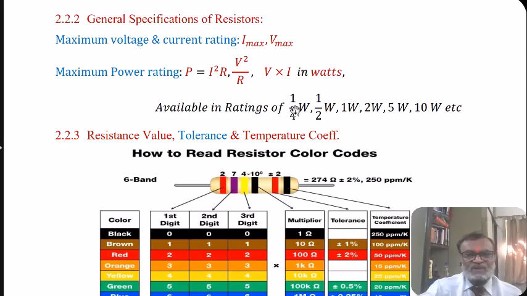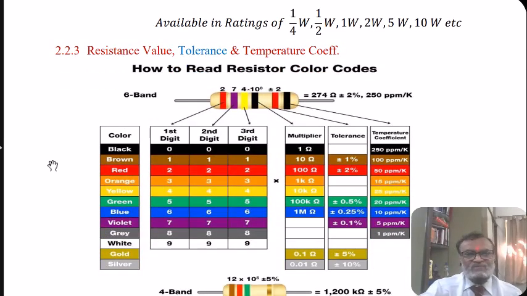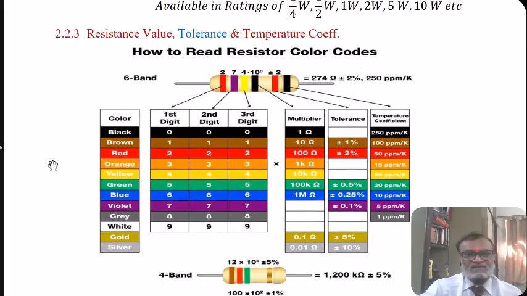The resistors are available in practice in various power ratings. Those are 1/4 watt, 1/2 watt, 1 watt, 2 watt, 5 watt, and 10 watt, etc., available in the market. The larger the power handling capacity, the larger the physical size of the resistors. The resistance values and the tolerances, which are marked on the devices, are shown here in the figure.